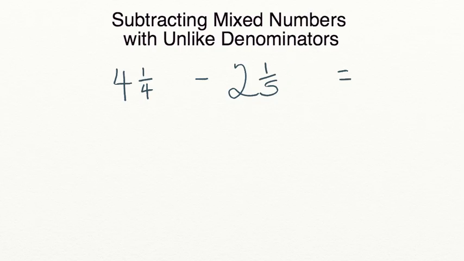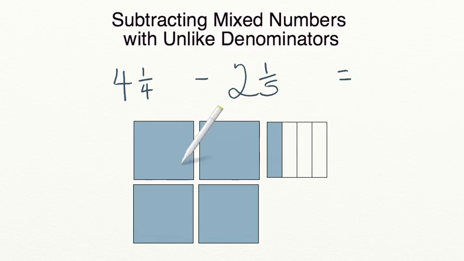We will be representing this using an area model. So I'm going to pull up an area model of 4 wholes and then 1/4 of a whole. Now before we can begin, we need to look at our denominators. We have fourths and fifths. These are unlike denominators, which means they are not the same. We need to create a common denominator for both of these fractions so that the size of the pieces in the fractions that we're working with are the same.